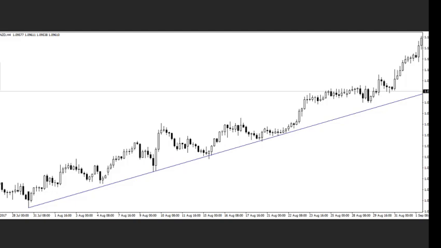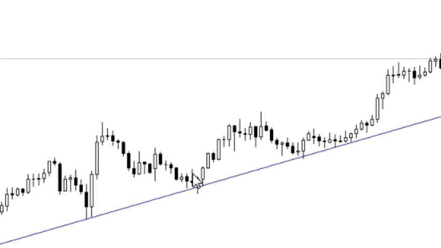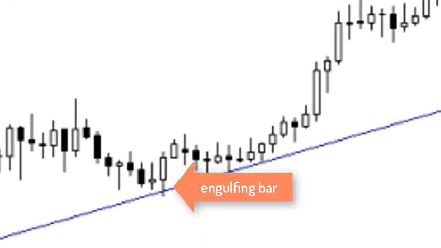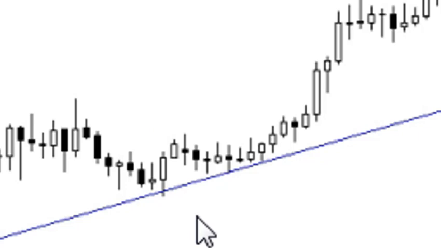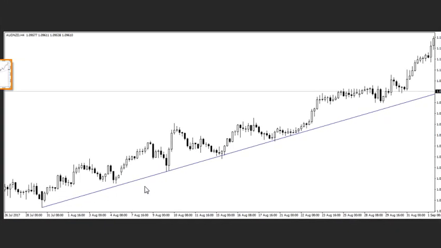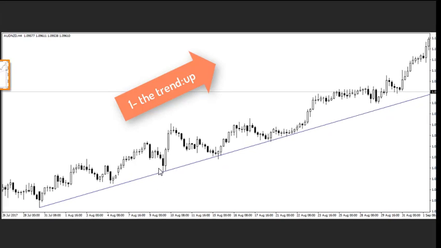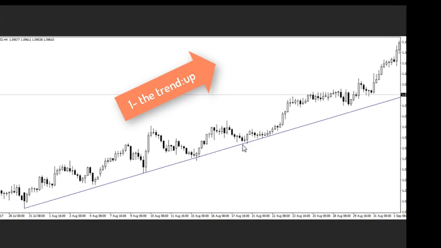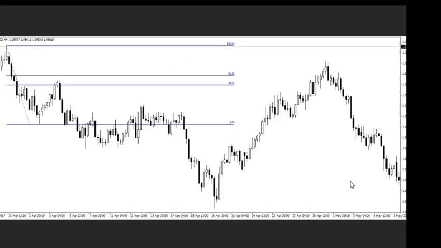So to trade this pattern with trend lines, you draw your trend line, and as you can see here, we have a pin bar, and here we have an engulfing bar pattern. So you will take your trade from this point, because we have the three factors we talked about. We have the uptrend, we have the level, which is a trend line, and we have the engulfing bar pattern.